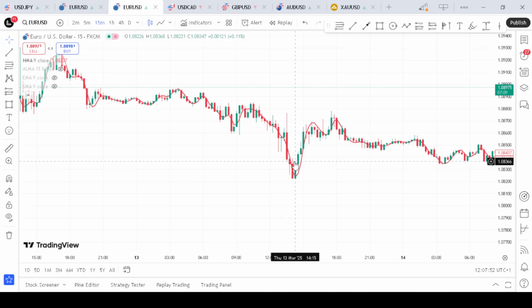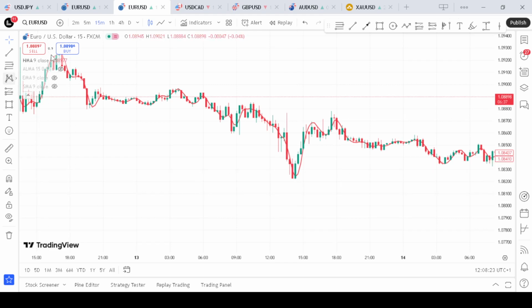The HMA, the Hull Moving Average, is a powerful tool when used correctly. It is designed to solve the problem of lagging in traditional moving averages while keeping the trend smooth. It's great for spotting trends quickly because it reacts faster to price changes. However, be conscious in sideways moving markets because its sensitivity can lead to false signals.